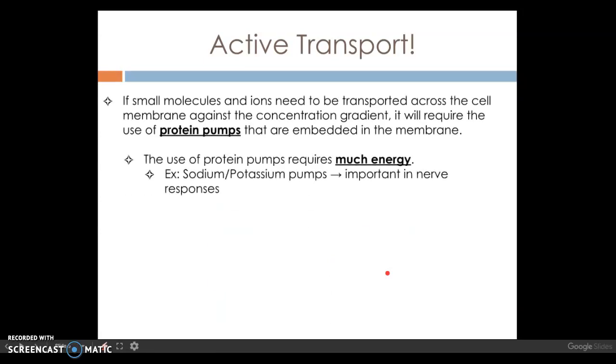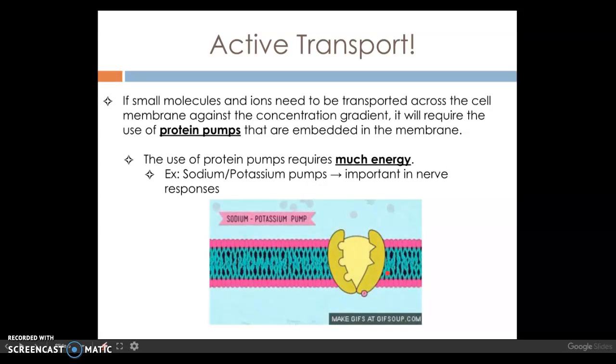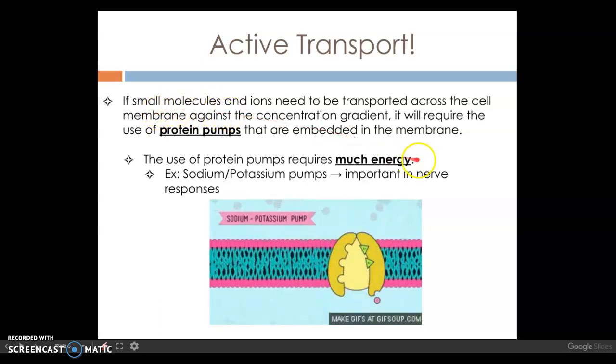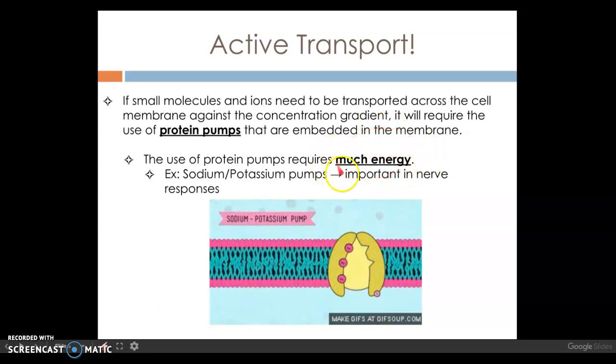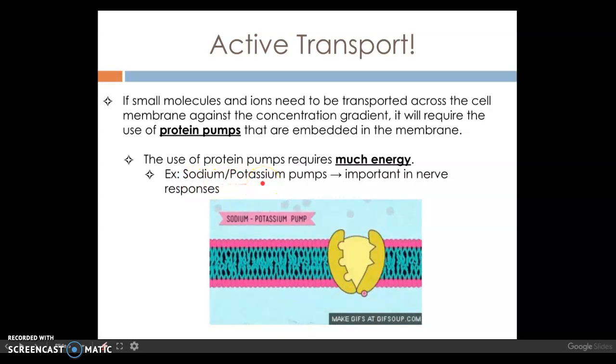One of the types of active transport is what we call a protein pump. A protein pump is only used for small molecules, and this is when they need to move across the membrane from an area of low to high concentration. Protein pumps do require a lot of energy, and an example of a protein pump is a sodium-potassium pump. This is important in your nerve responses.